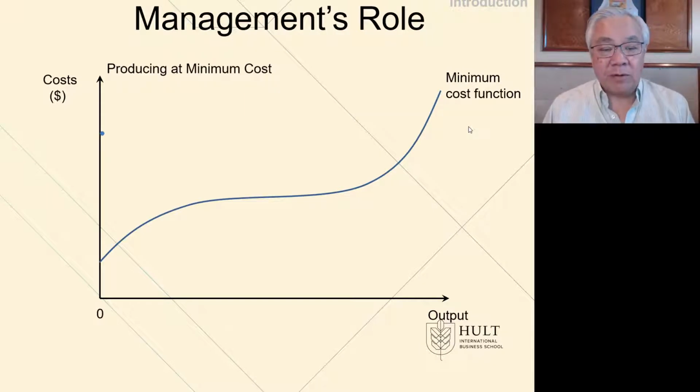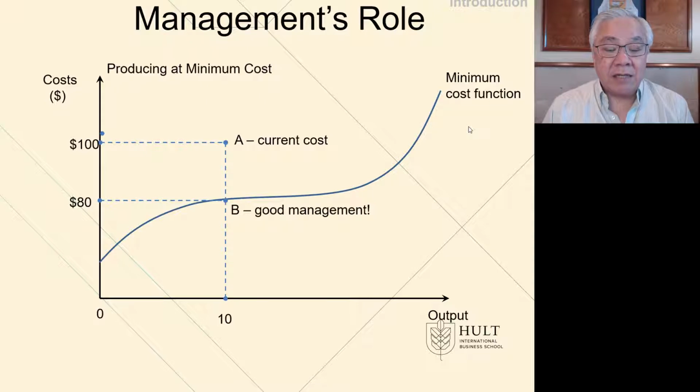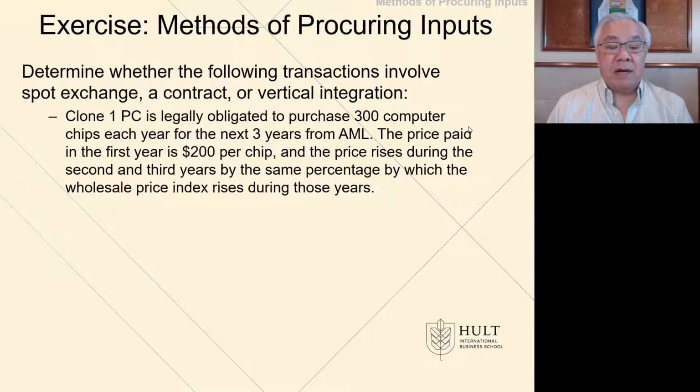So what is management's role? Well, if we're running a business, our job is to produce at the minimum cost. Let's imagine our first position is depicted in point A. We're making 10 units of output at a cost of $100. And A, as you can see, is above our minimum cost based on the function below. So our job as good managers is to drive down our cost of manufacturing to the point where we can make 10 units, but not at $100, but at $80. Easier said than done.